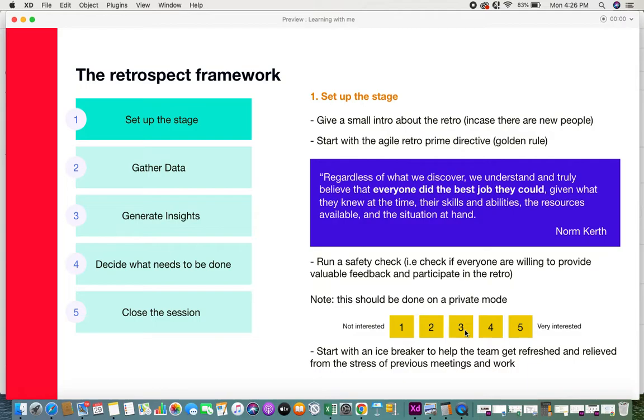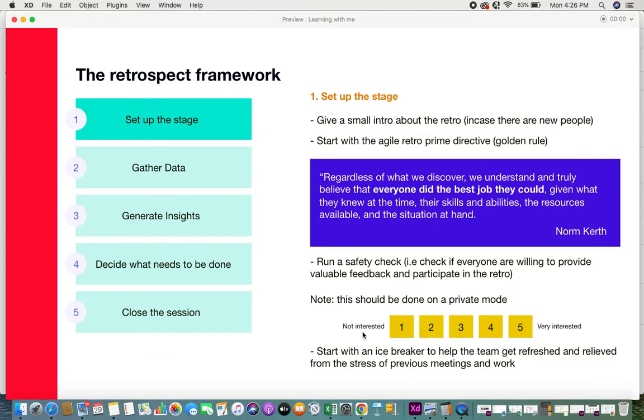If it's going to be virtual, then yes, you can collect it in a private mode, and you can ask people to just give a number from 1 to 5, where 1 is they are not interested, and 5 is if they are very much interested to participate and provide their feedback in the retro.